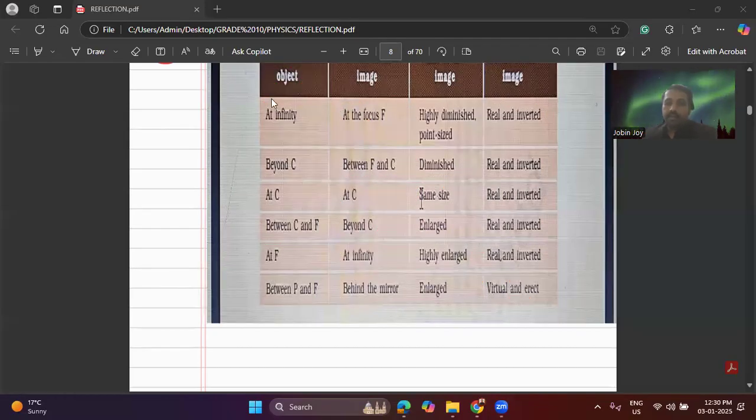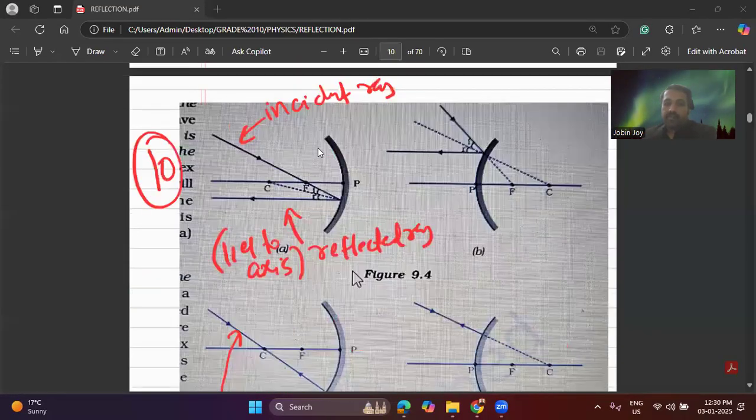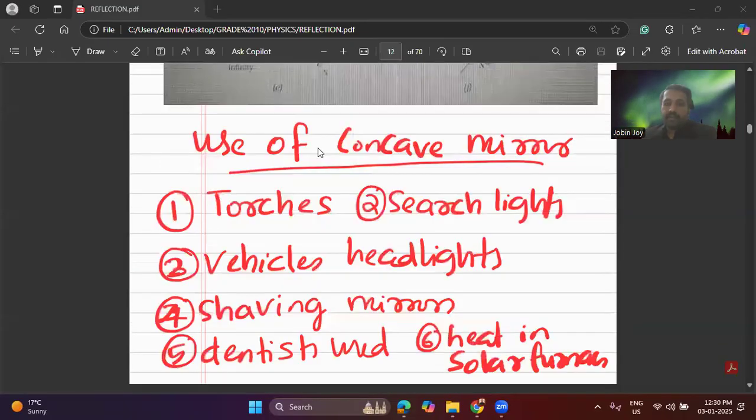Okay, then coming to the next one. Ray diagrams, we discussed different ray diagrams, angle of reflection. These are some of the applications of concave mirror.